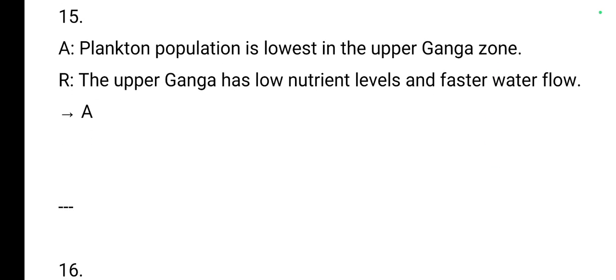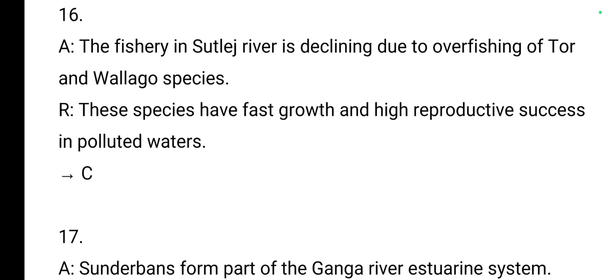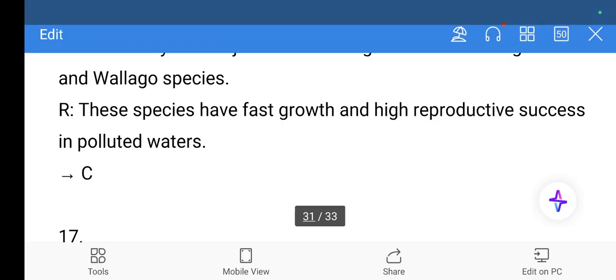Plankton population is lowest in the upper Ganga zone. The upper Ganga has low nutrient level and faster water flow. So it will be A. Fishery in Satluj River is declining due to overfishing of tor and Valagu species. These species have fast growth and high reproductive success in polluted waters.